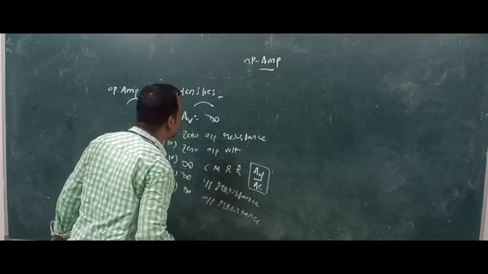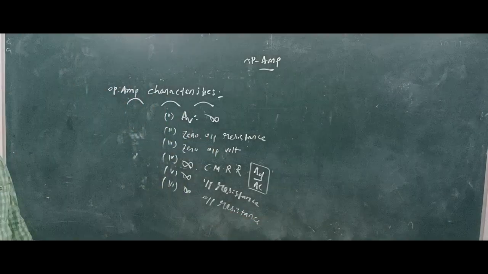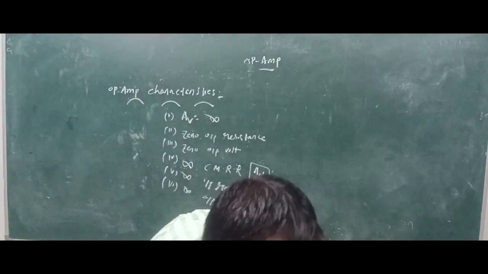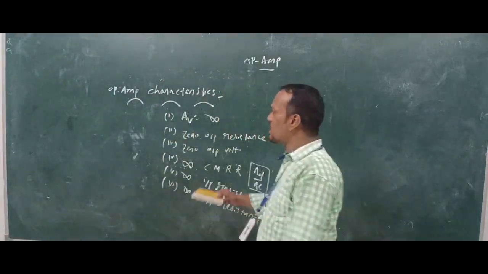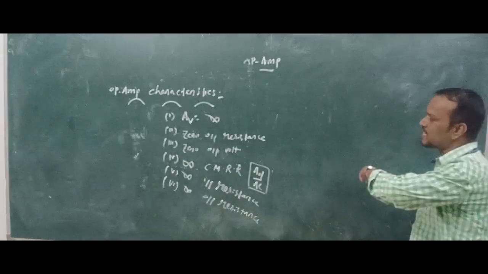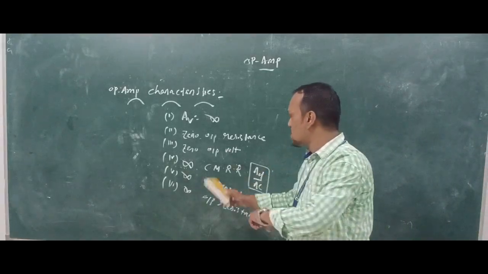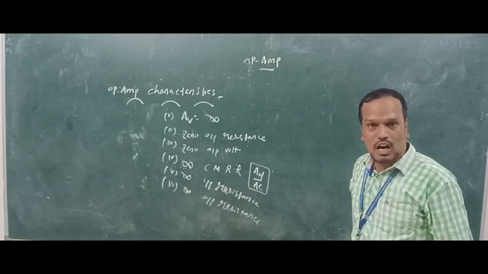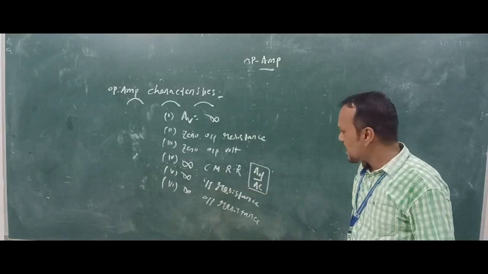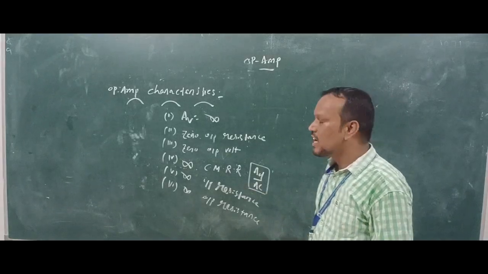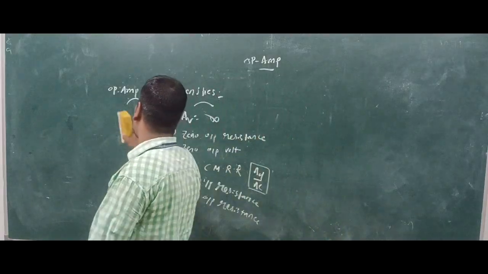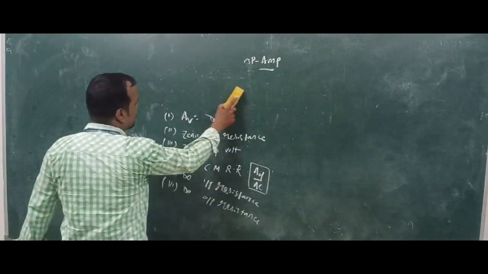So these are the 6 characteristics of the particular op-amp. That means the op-amp is working according to these characteristics: infinite voltage gain, zero output resistance, zero output voltage, infinite common mode rejection ratio, infinite input resistance, and infinite output resistance. These are the op-amp characteristics of any op-amp.